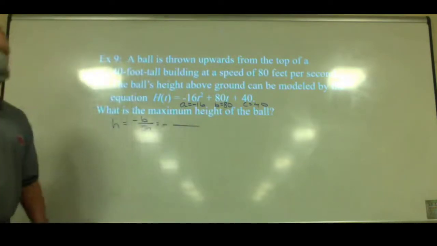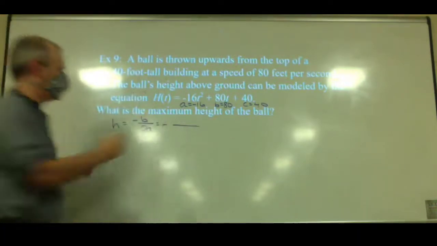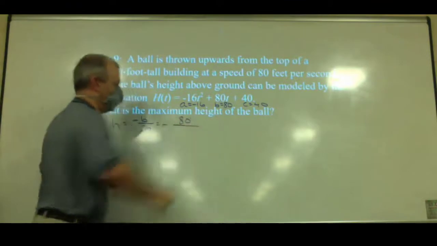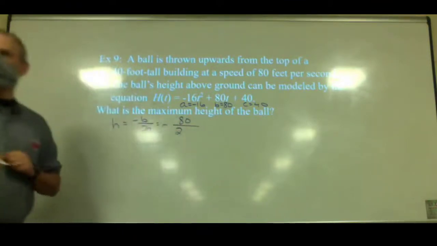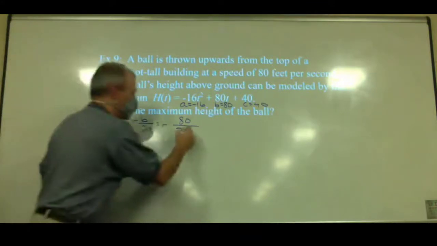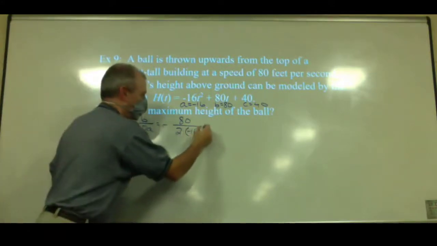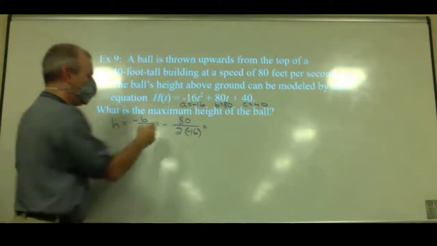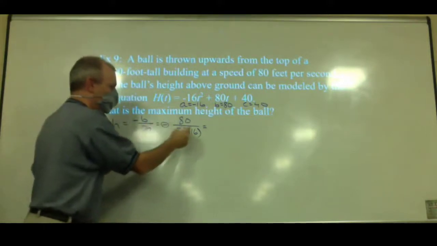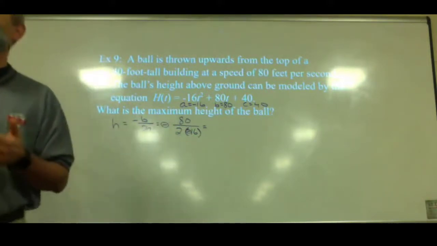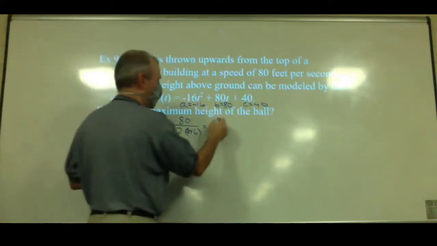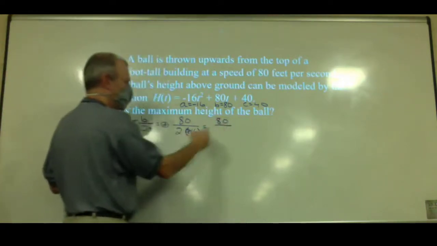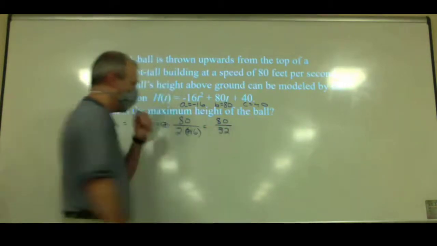And the B value is 80. And then underneath we've got 2 times A. What's our A value? Negative 16. So again, as long as you have these two negatives and they're multiplied, they're going to end up canceling out. Okay, so the negatives are going to turn to positives. We've got 80 on the top. We've got 2 times 16, which is 32 on the bottom.